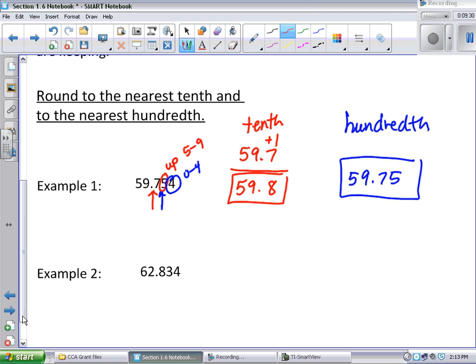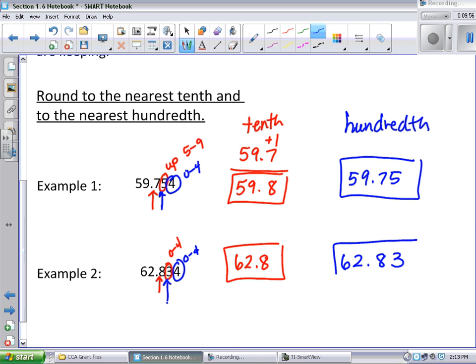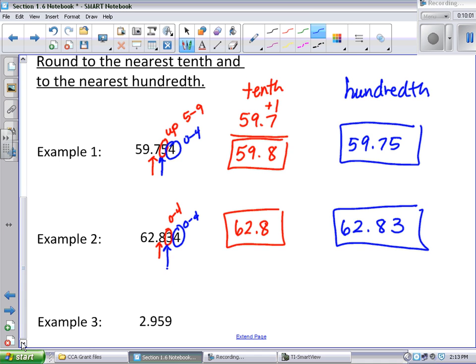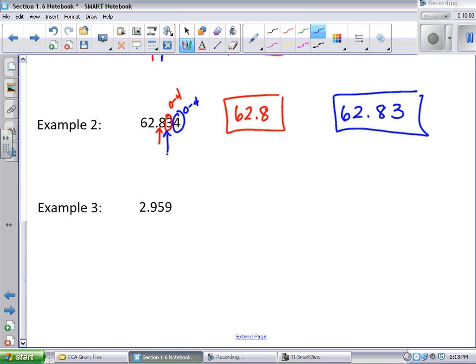62.83. If we're going to round to the 10th, there's my 10th decimal place. This is between 0 and 4, so I'm rounding down. Means I'm just going to keep 62.8, and I do nothing else to it. If I want to keep the 100th decimal place, I look at the one to the right of it. Again, it's 0 to 4, so I'm rounding down. 62.83. I keep the 100th decimal place as it was.